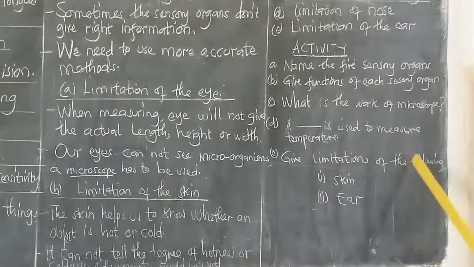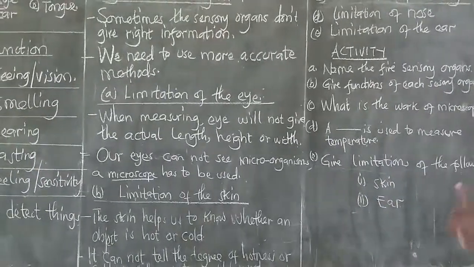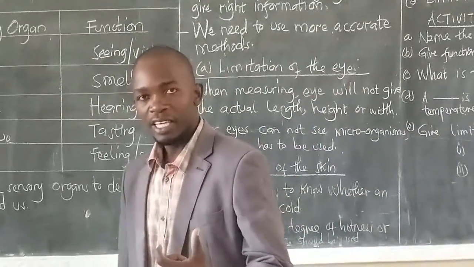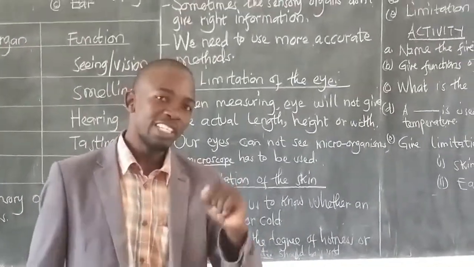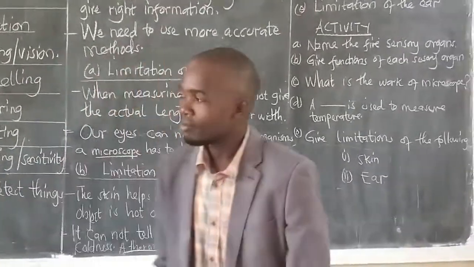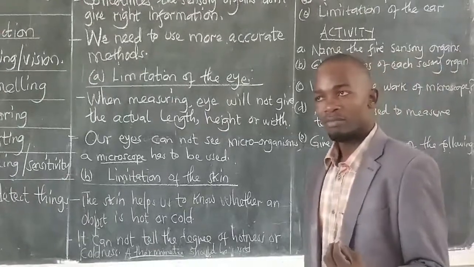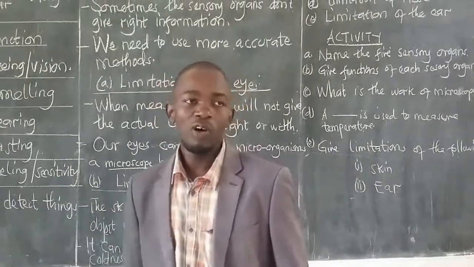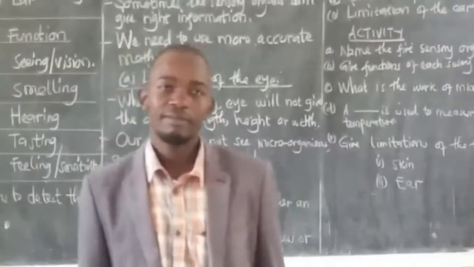Give limitations of the following. Skin, ear. Skin is for feeling and sensitivity. Skin will be able to tell us, is it cold or hot, and what should we do? But it will not be able to determine the correct degree of hotness or coldness. That is a limitation. Ear may fail. So the failure of the ear to hear a low volume or a lowly produced sound, that is a limitation.